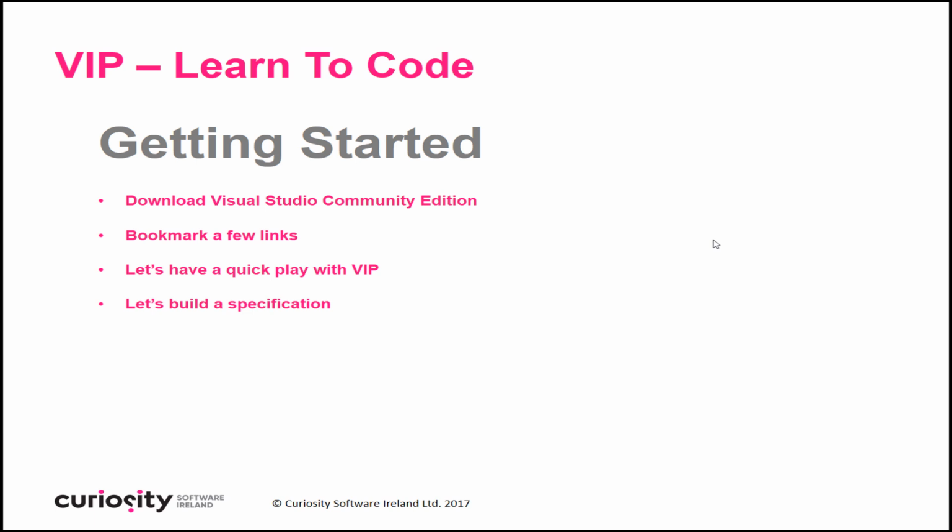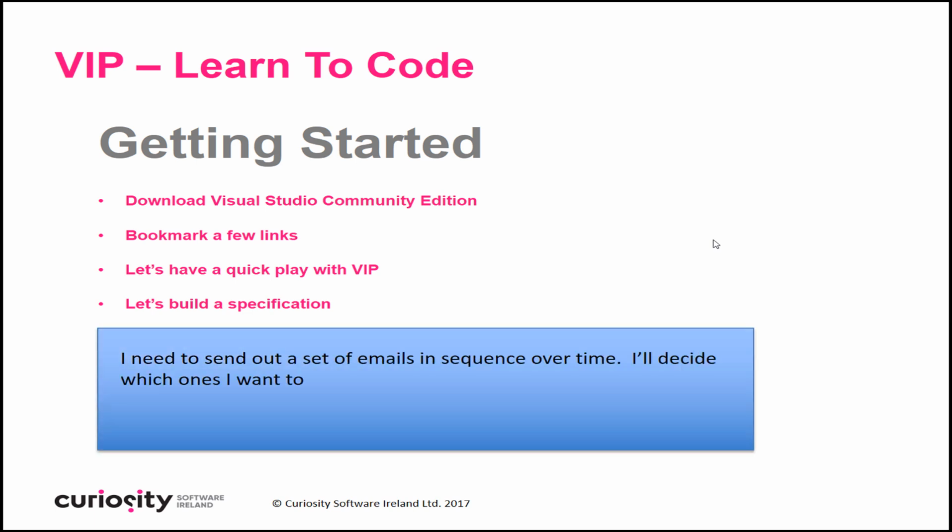So let's build a specification. I need to send out a set of emails in sequence over time. I'll decide which ones I want to send within the spreadsheet, and then the spreadsheet is going to push out the emails using VIP to do the work. We're going to get a prototype working as quickly as possible. Once we've got it working, we're going to come back around and make it a bit more industrial strength, put some more logging in, put some more error handling in, etc. Okay, so let's get going.